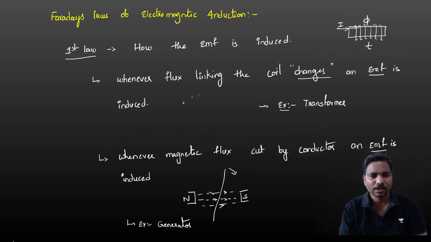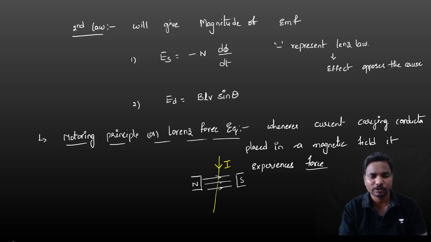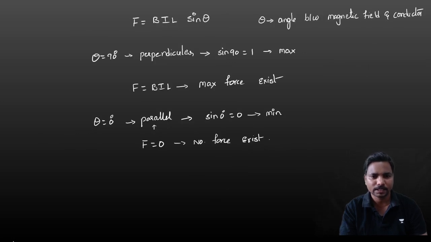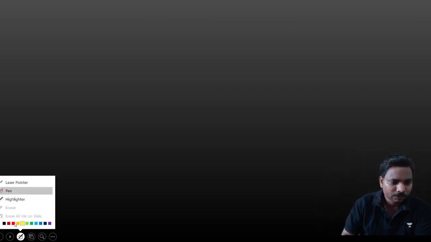After that, we have completed Faraday's laws of electromagnetic induction, first law and second law, and motoring principle. Now we are going to discuss the two important rules, Fleming's left hand rule and Fleming's right hand rule. Okay, so very important this one.